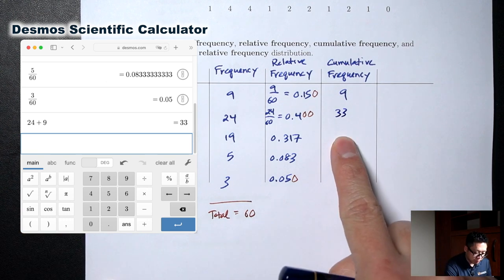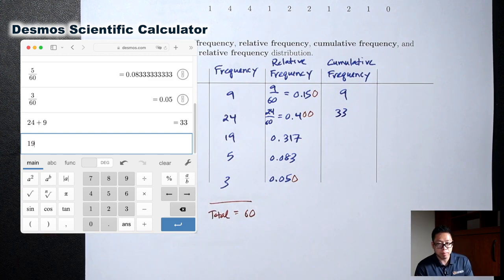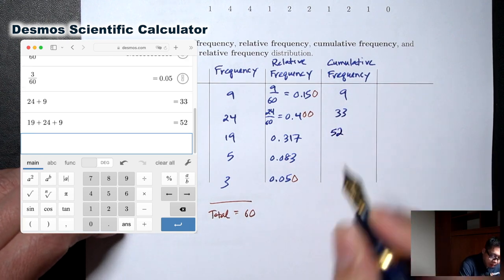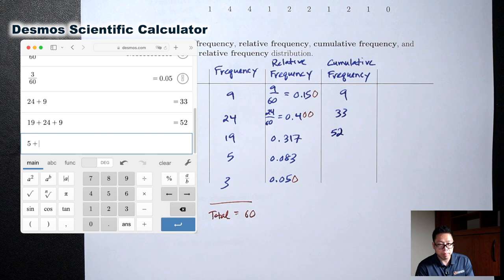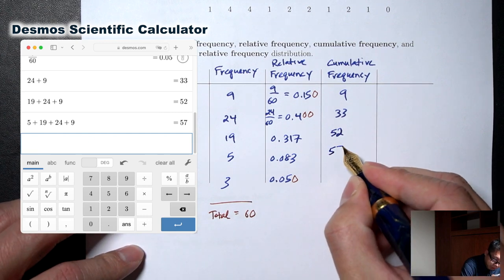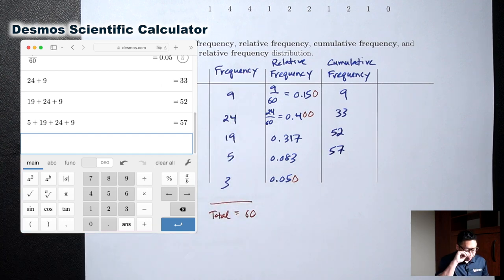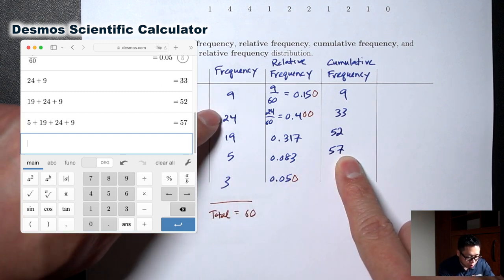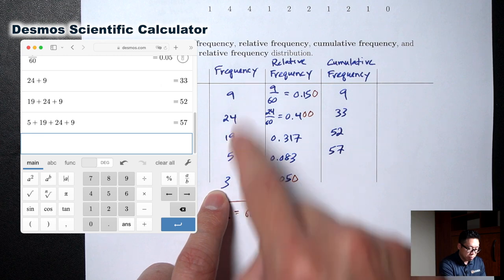The next cumulative frequency, 19 plus everything before it, so 19 plus 24 plus 9. Next, 5 plus 19 plus 24 plus 9. 57. Next, 3 plus 5 plus 19 plus 24 plus 9. And as a shortcut, at each step, what you can do is just take your cumulative frequency, because this 57, remember, already includes 5, 19, 24, 9. And you just add on the next frequency. So you just do 57 plus 3. Or you can just do 3 plus everything else.